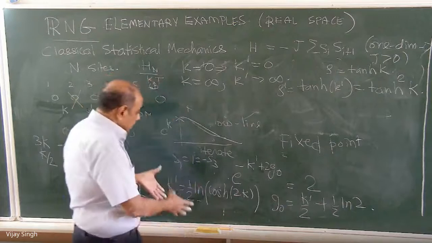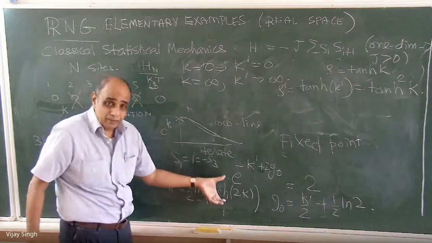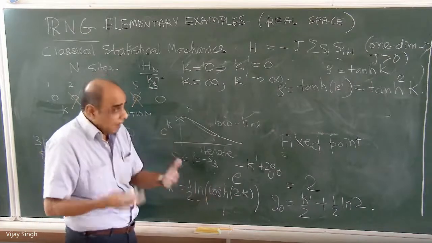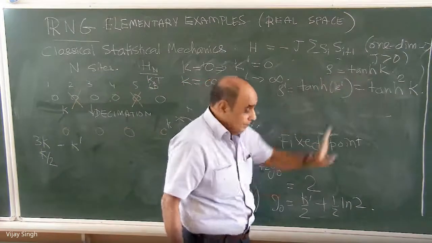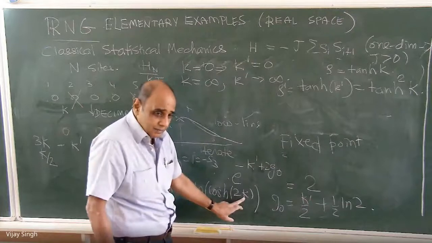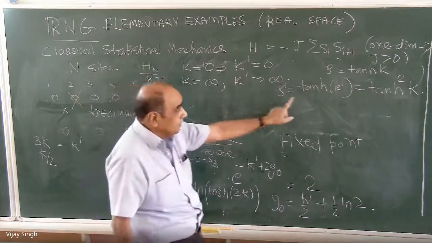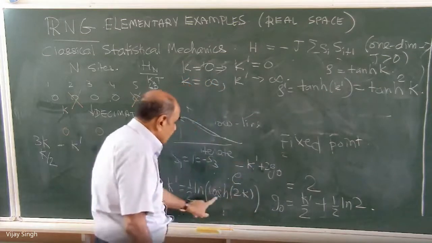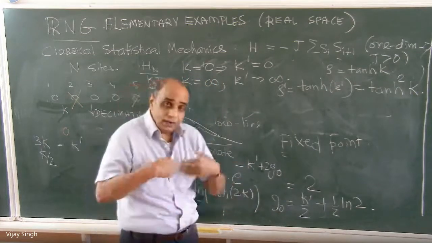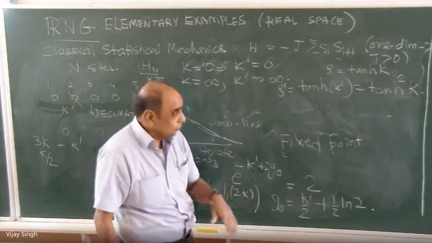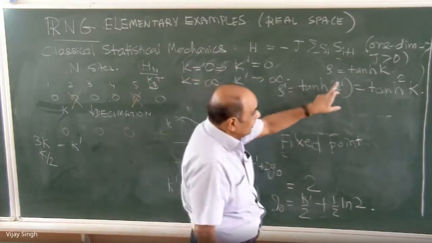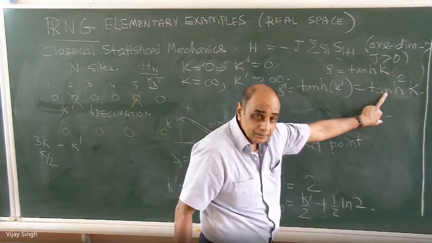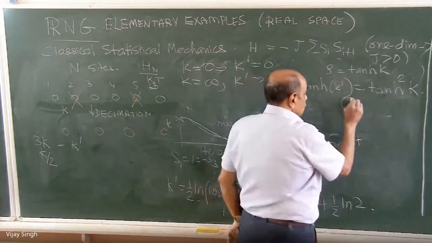So what I'm saying is this looks unmanageable in trying to understand this problem. But if you are smart, take rho to be equal to tan hyperbolic k, put it here, doesn't matter. And define a rho prime as tan hyperbolic k prime. So you get tan hyperbolic k prime is equal to half log cosine hyperbolic 2k. And you can show that tan hyperbolic k prime is equal to tan hyperbolic square k. So this is something we show.